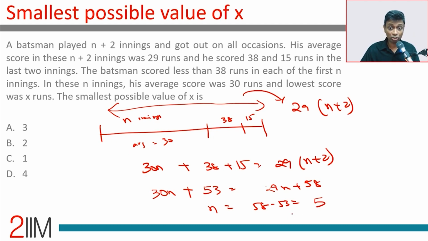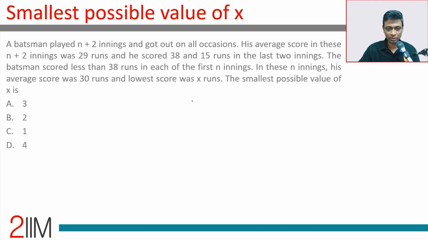His average score was 30 and the lowest was X. The batsman scored less than 38 runs in each of the first n innings. First 5 innings. Average is 30, so the total in 5 innings is 150. He scored less than 38 in each of the first n innings. Lowest score was X. So what do we do?